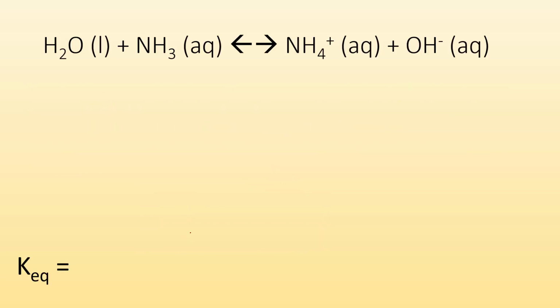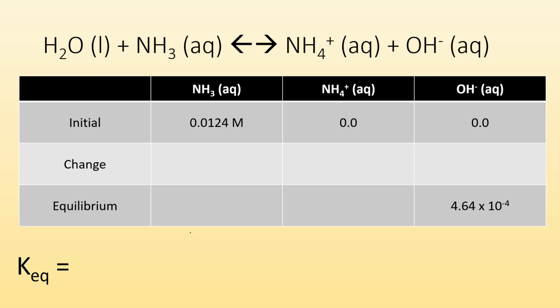So here's an example problem. We have H2O liquid reacting with NH3 aqueous and making NH4 plus aqueous and OH minus aqueous. So maybe we know the initial concentration of NH3. We started off with this initial concentration, and we know that we didn't start with any of the product because we just added the NH3 to the liquid. So how do we figure out the value for the KEQ?